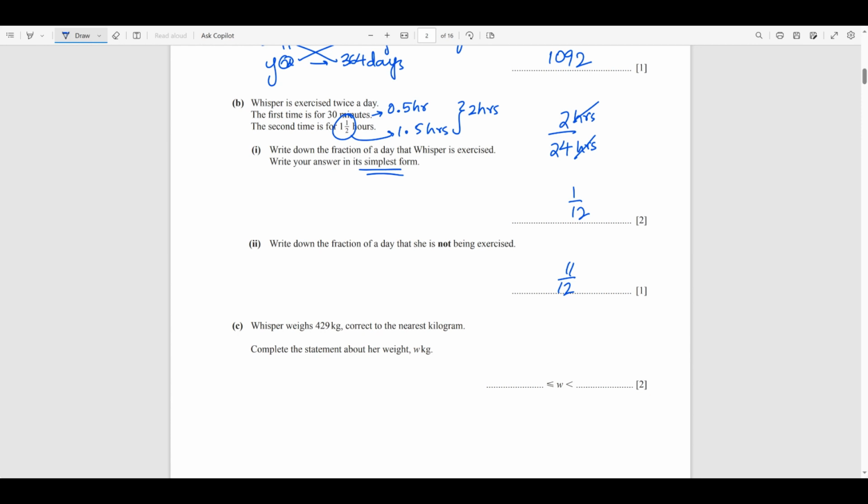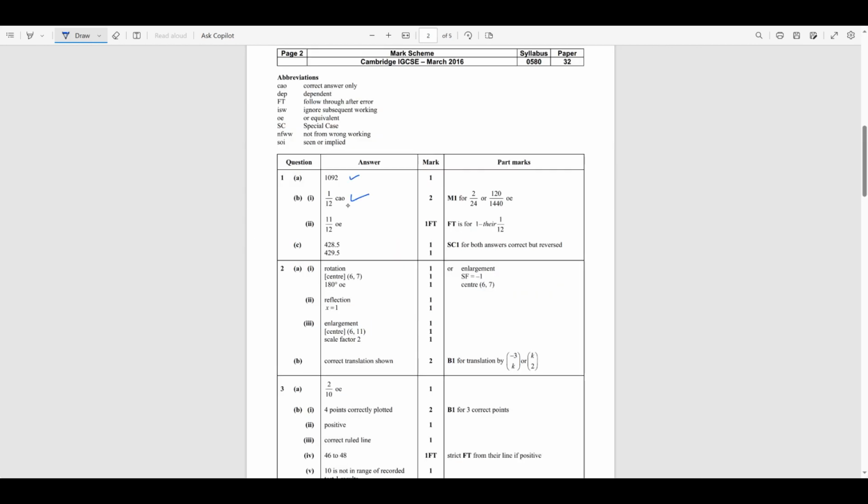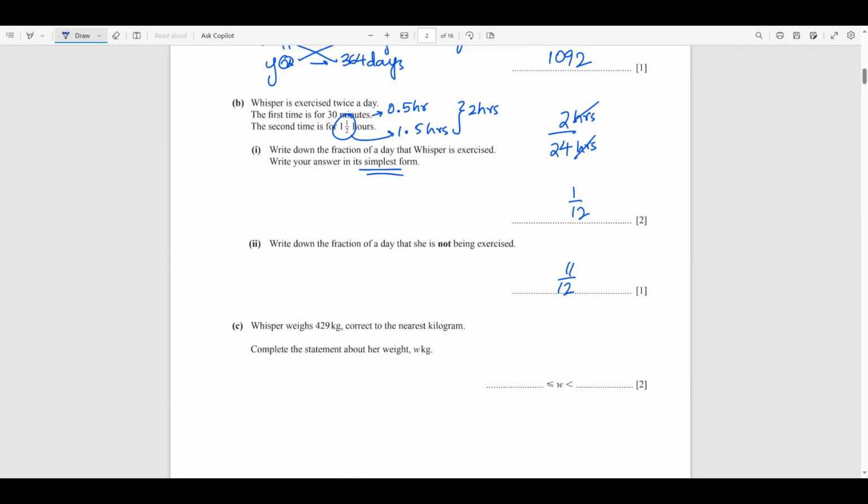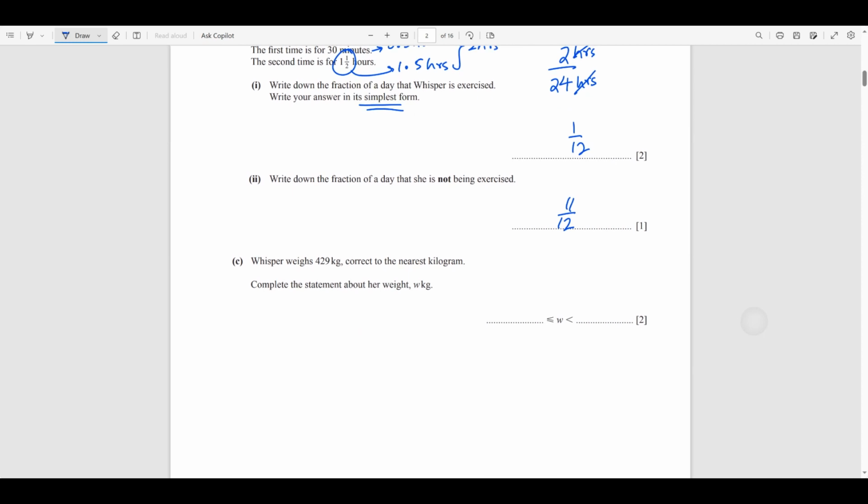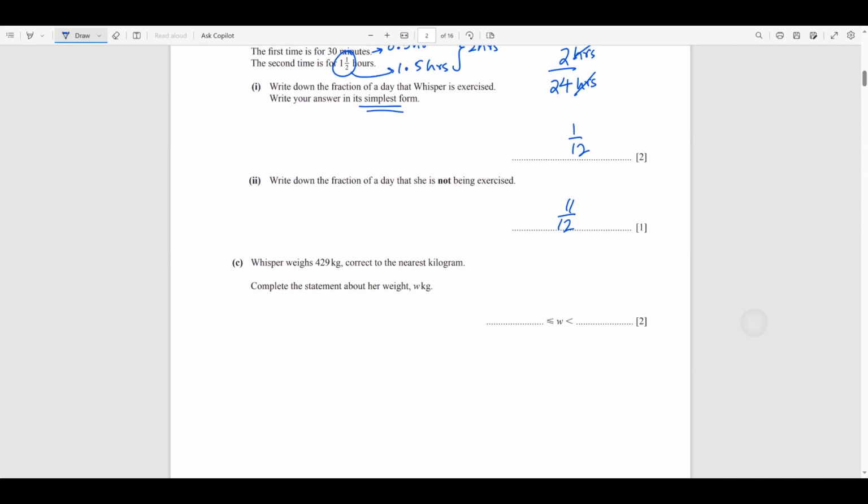Okay, so 11 out of 12 is again correct. Okay, part C. Whisper weighs 429 kilograms, correct to the nearest kilogram. Complete the statement about her weight.